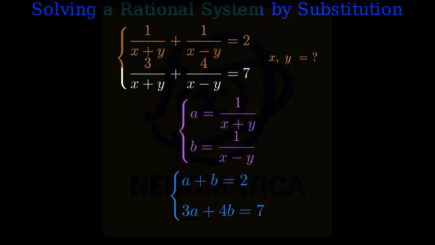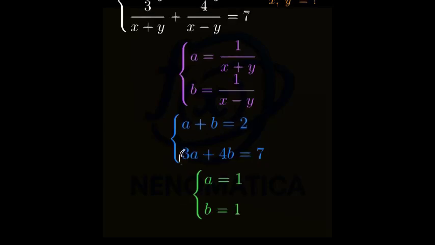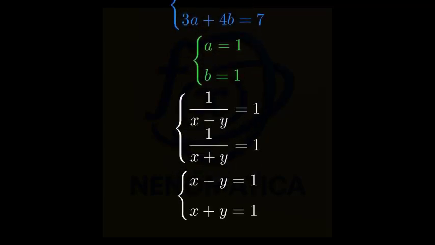Step 2. We now solve this linear system. An easy elimination is to subtract 3 times the first equation from the second to get B equals 1. Then A plus B equals 2 gives A equals 1. So A equals 1 and B equals 1. Step 3. Replace A and B back into the definitions, keeping the same order. That gives 1 over x minus y equals 1, and 1 over x plus y equals 1. Step 4. Invert both equations. That yields x minus y equals 1, and x plus y equals 1.